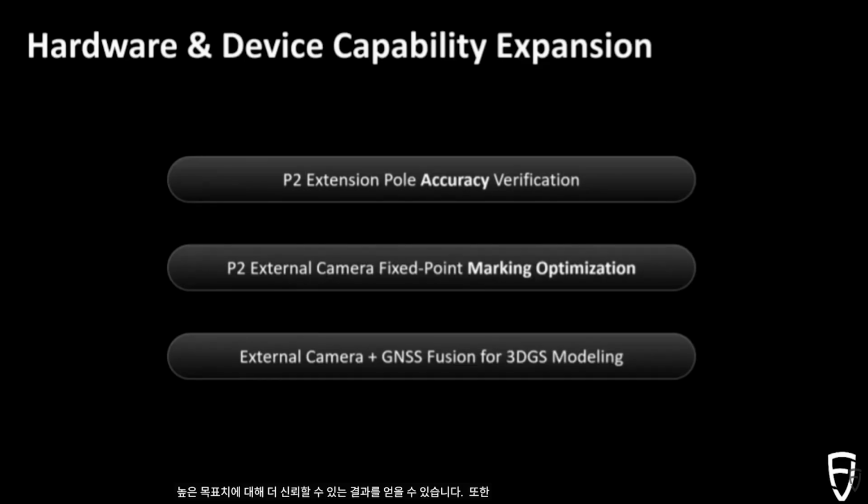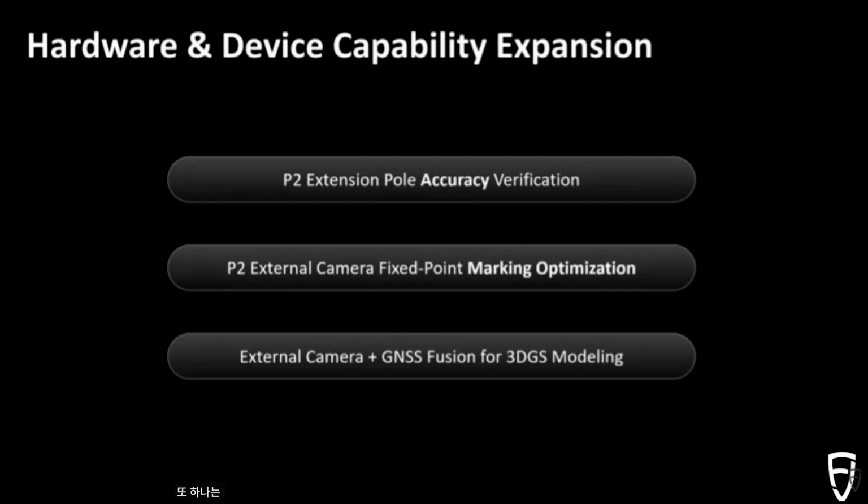Also, we optimized fixed point marking with external camera. After point marking, exported files now keep the original image names, making it easier to trace points back to the field photos. I think this is especially useful for documentation workflows, such as, for example, incident or site verification.